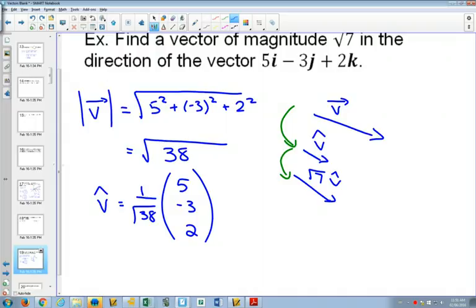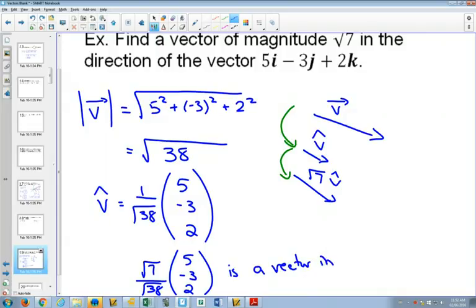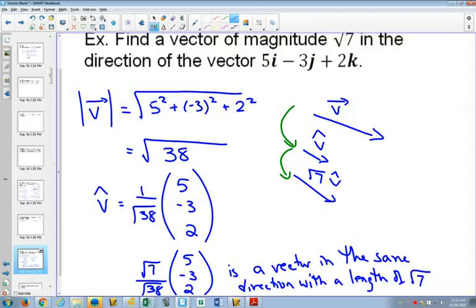And finally, if we multiply this by root 7, we're going to get the square root of 7 over the square root of 38 of 5, negative 3, 2. It is a vector in the same direction with a length of the square root of 7.